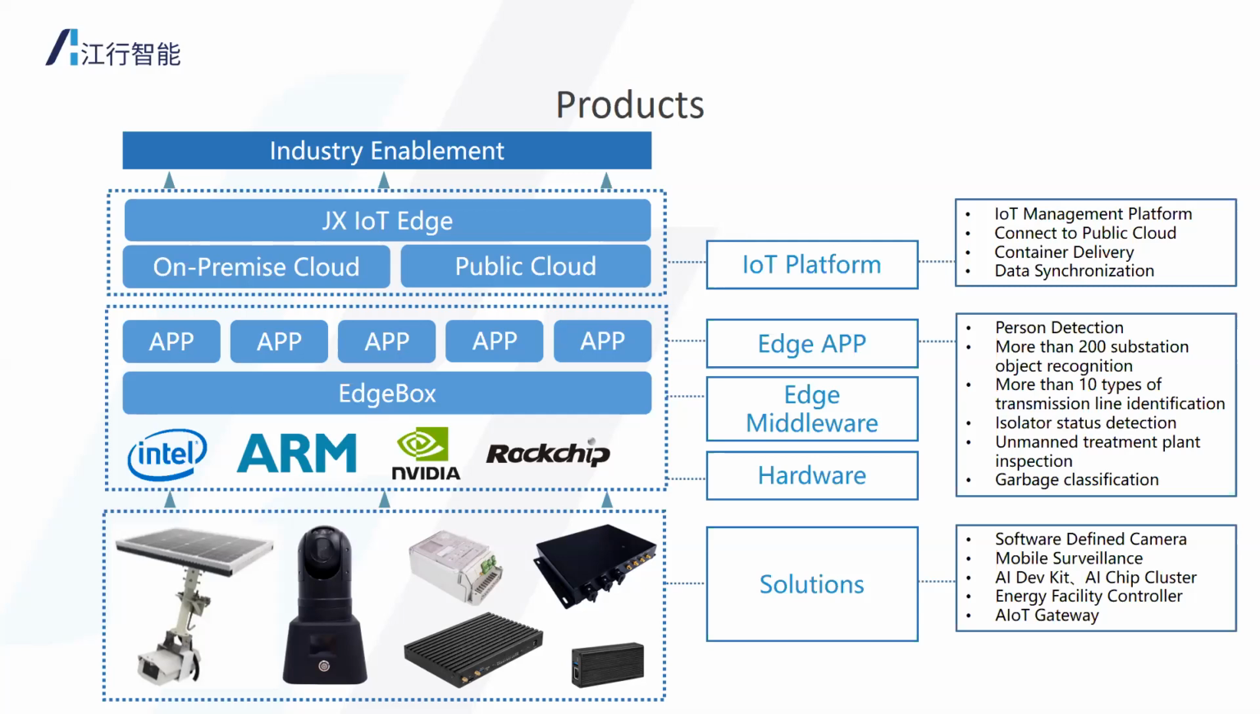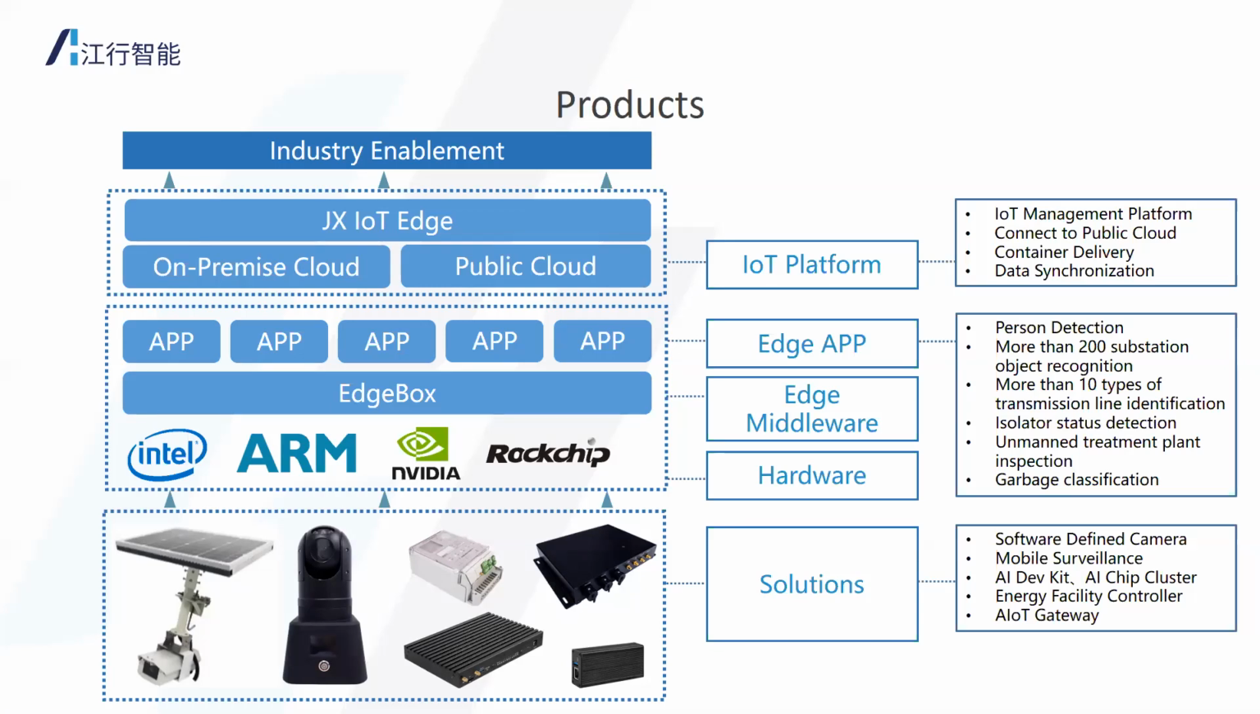They don't like to share their data to the public cloud, and they also want their data and the smart analysis to be conducted in their private network and private server. So our JX IoT Edge can fulfill their expectation. The second layer is called Edge application.